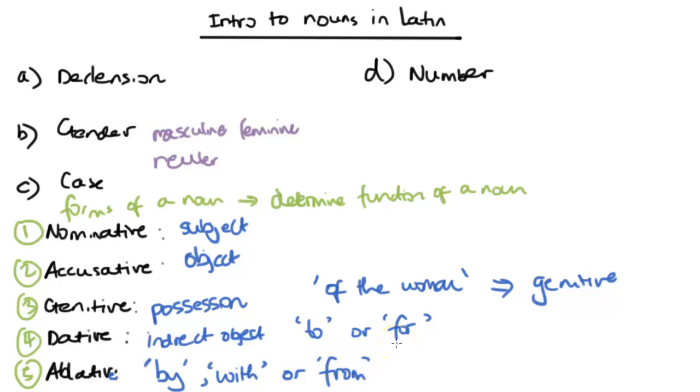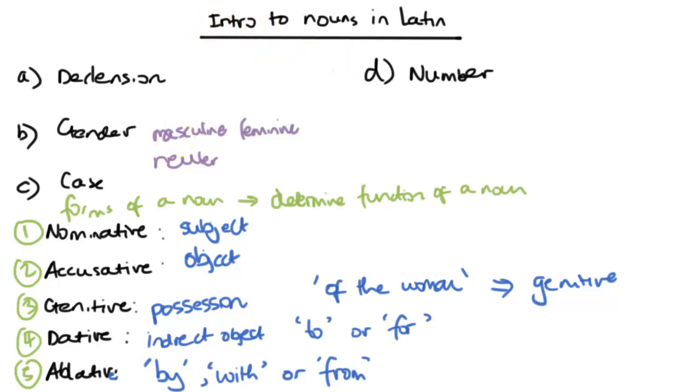So, for example, in the sentence, the general went to Greece by ship, by ships, whatever. That is the same as saying by means of ships. That would go in the ablative.